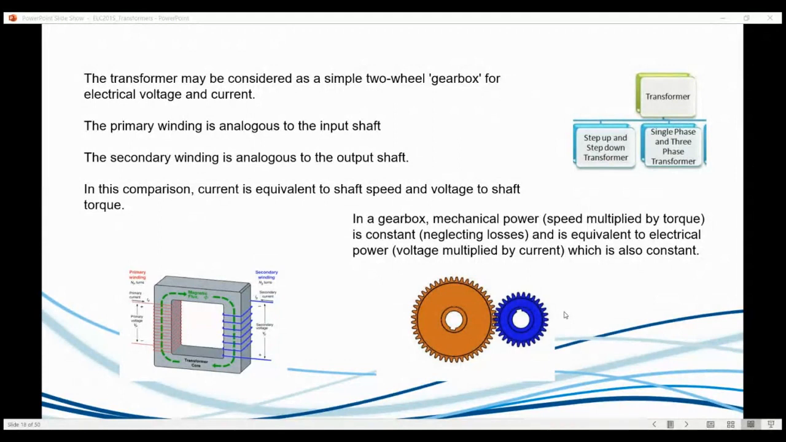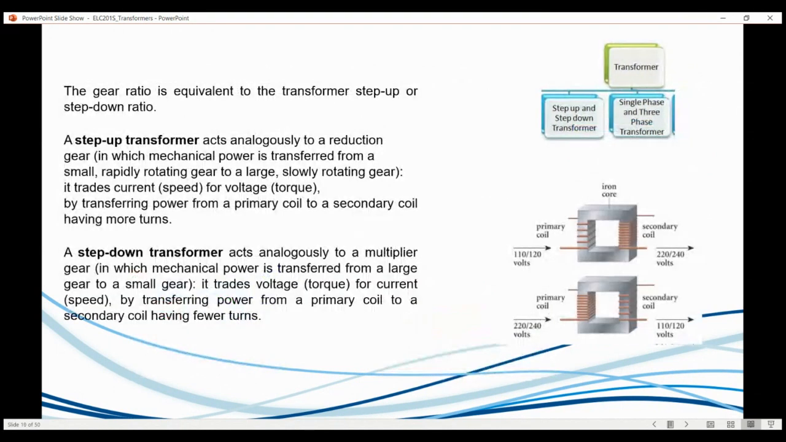Mr. Sima, Mr. Breer, this one, it's the same thing. Transformers are like a two-wheel gearbox. Isn't that interesting? The amount of turns and the amount of cogs, whatever. I guess I'm excited alone.